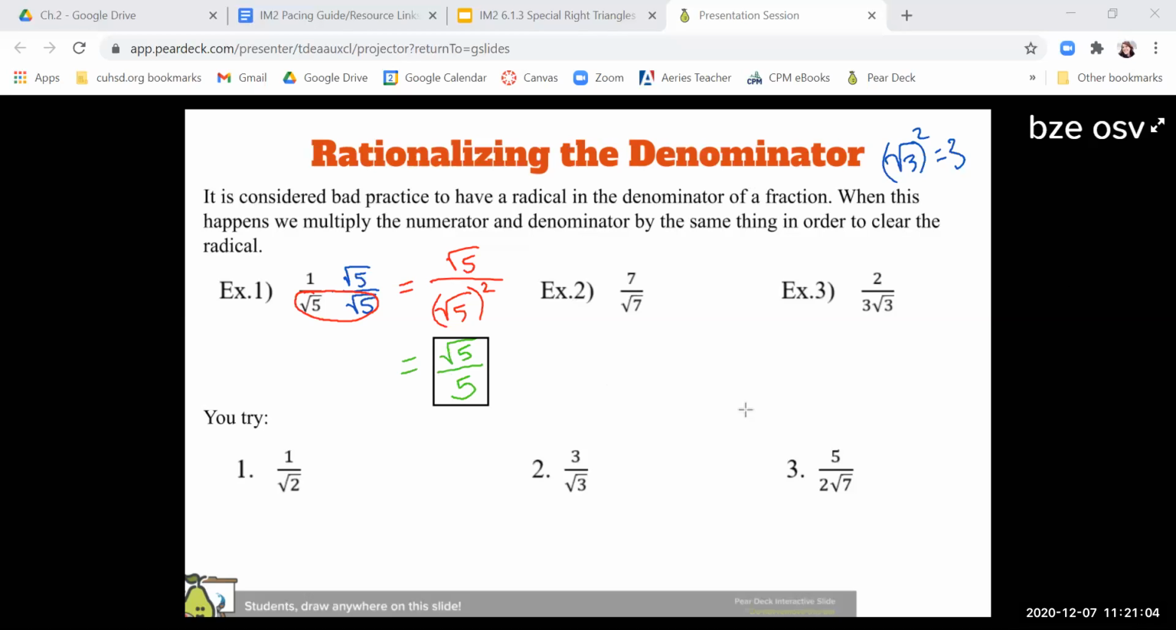Okay. So we're going to do the same thing for example 2 and example 3 and see what happens when we have a different number up in the mix besides a 1 on top. So for number 2, instead of using root 5 over root 5, we use root 7 over root 7. So I'm going to go ahead and multiply this now by the square root of 7 over the square root of 7.